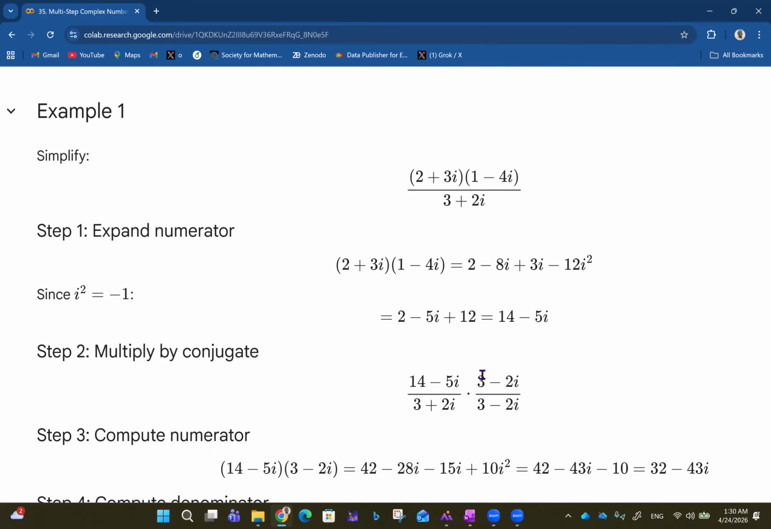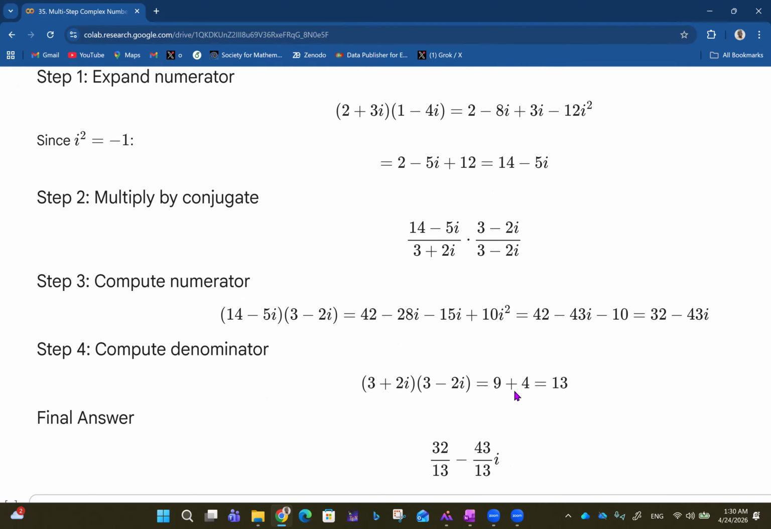Then you can multiply by the conjugate now. Now you see why it's multi-step. You have taken care of the top, so you have 14 minus 5i over 3 plus 2i. Then you multiply by the conjugate of the denominator. The denominator is 3 plus 2i, and the conjugate is 3 minus 2i. So you multiply by 3 minus 2i over 3 minus 2i, just like multiplying by 1. It will change the form, but it does not change the essence of the expression.